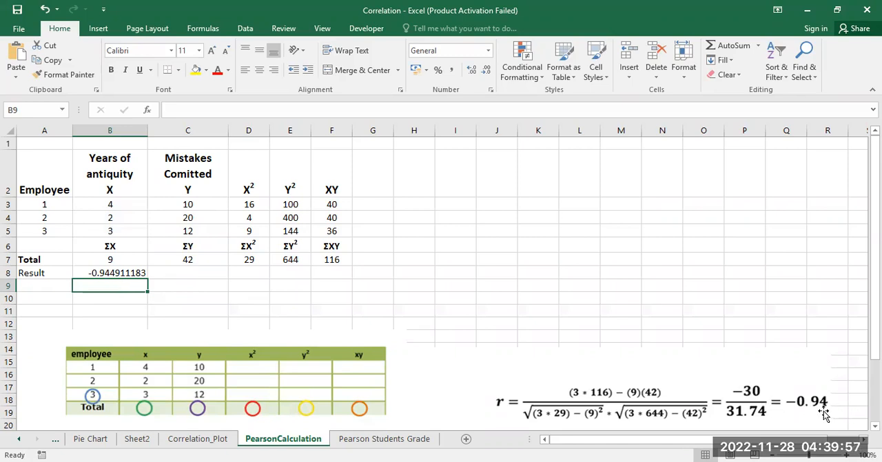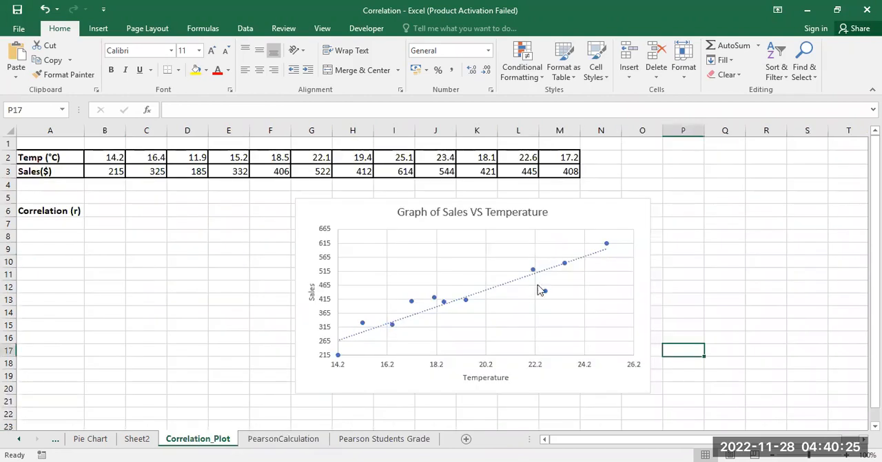But actually, as a standard convention, Pearson product moment is usually rounded to 3 significant figures. So you can see, basically, this is how we calculate the Pearson product moment. Now I'm going to switch back to the first chart, my correlation chart, or the scatter plot, and also see how we can calculate the Pearson R using the Excel inbuilt function.